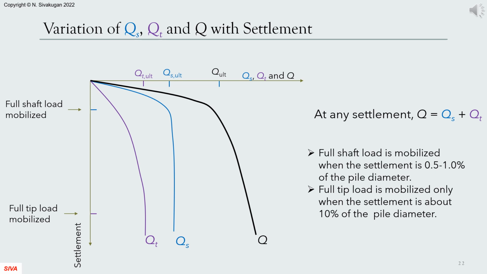When the settlement is about 0.5 to 1% of the pile diameter, the shaft load is fully mobilized. From then, all the additional load on the pile head is transferred to the pile tip. When the tip load is fully mobilized, the settlement is in the order of 10% of the pile diameter. The take-home message from here is that the shaft load is mobilized well before the tip load.